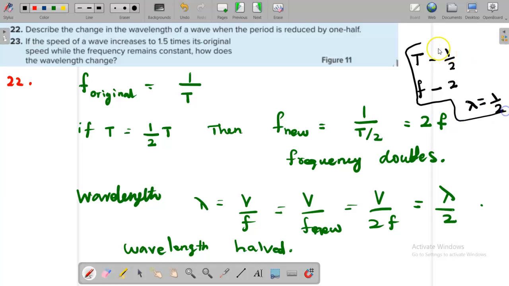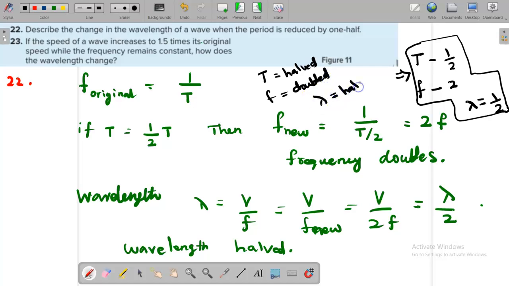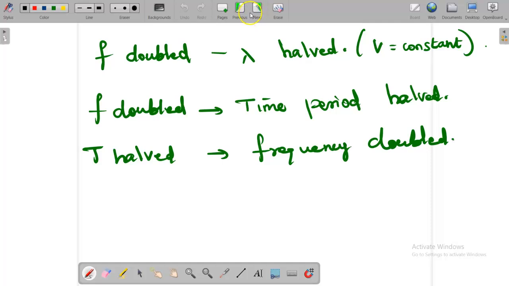Here is the concept, easy concept. You can remember this in the examination. The time period is halved. Frequency is doubled. If the frequency is doubled, the wavelength is halved when the speed is constant. And you can pause and write it. This also.